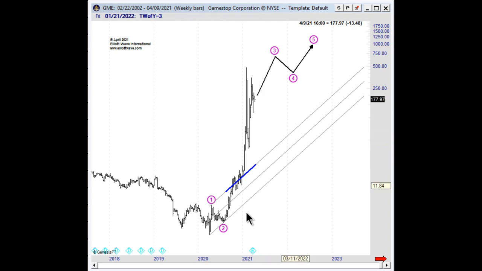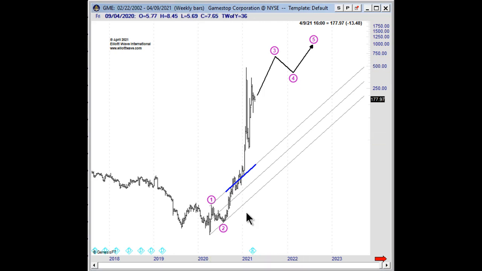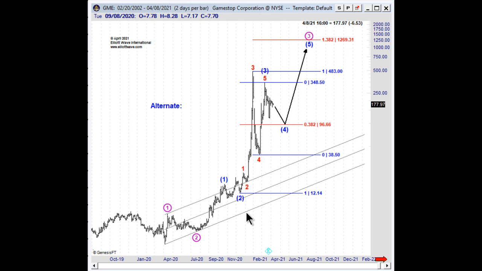Now, I actually have a bit of a love-hate relationship with alternate wave counts. And let me explain. I like the value of an alternate wave count, but sometimes I think the idea of an alternate wave count is a bit overly used. But in this instance, I think it's valuable because it allows me to drive home a very important point. This would be my number 2 alternate, okay?